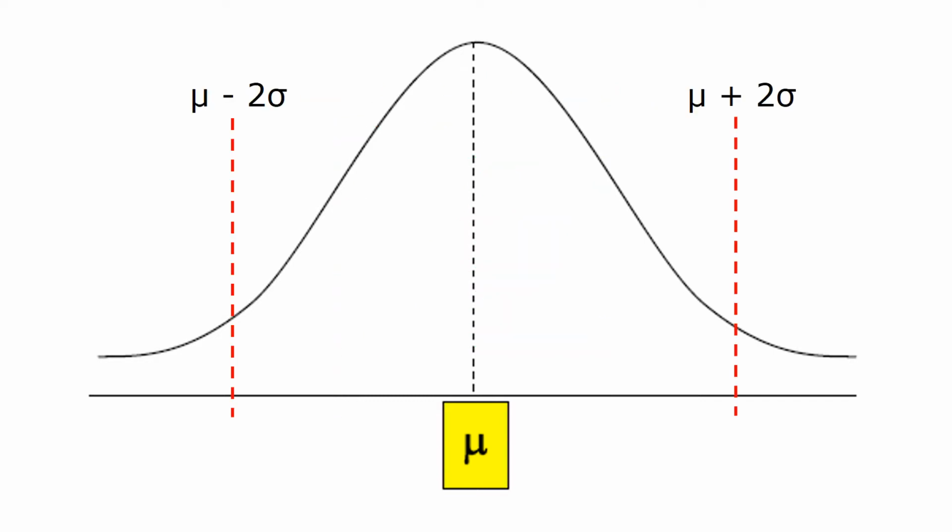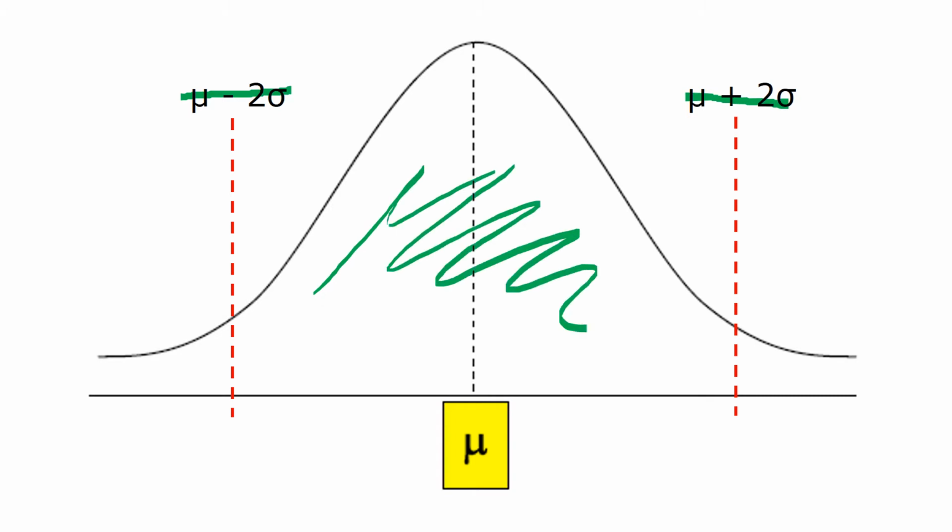And here I've plotted mu minus 2 standard deviations and mu plus 2 standard deviations, and approximately the area between these two is equal to 95%, or 0.95. Since this area is 95%, 95% of the area lies within two standard deviations of the mean.